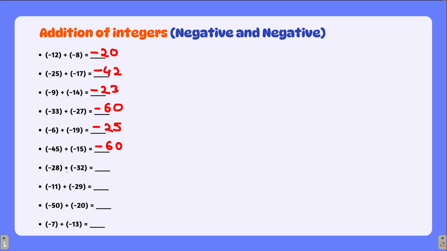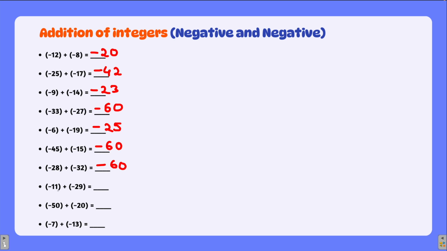minus 28 plus minus 32. Again we are adding two negative numbers. So with a minus sign, 8 plus 2 is 10. So 0, 1 carry. This 2 will become 3 and 3 plus 3 will be 6. So again a minus 60.